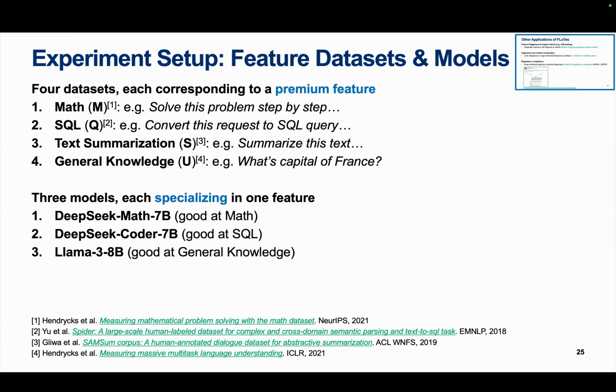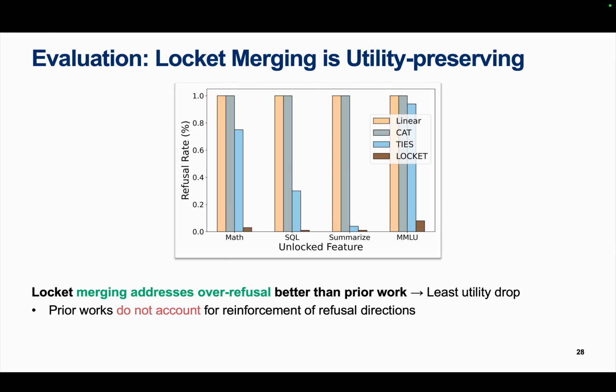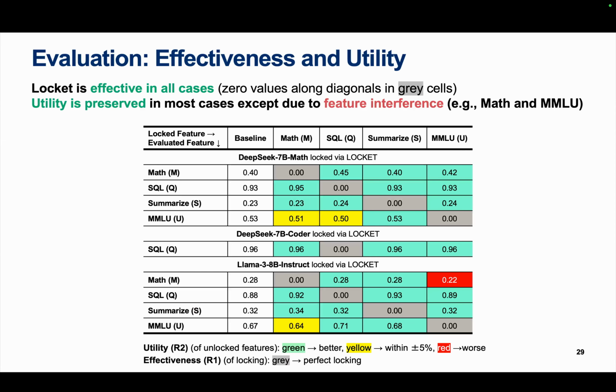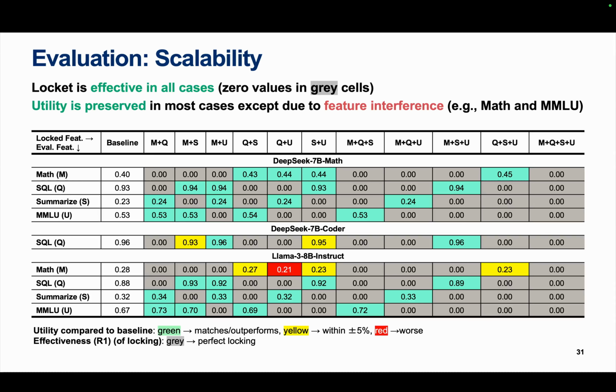For experiments, we use 4 domain-specific datasets corresponding to premium features: math, SQL, text summarization, and general knowledge, MMLU. The results basically show that our merging technique is more utility preserving. Our feature locking technique is more effective, more utility preserving, more robust, and more scalable.